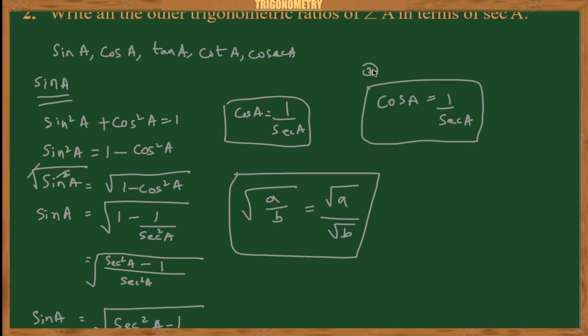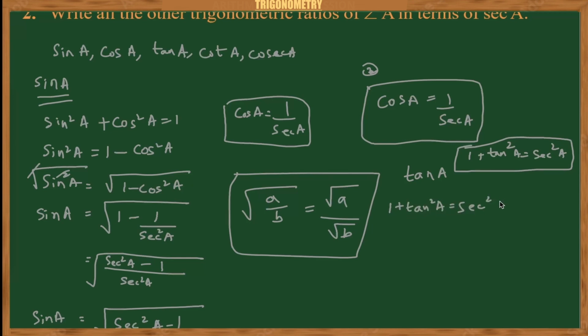Let's convert the third, which is tan A. We have the formula: 1 plus tan square A is equivalent to secant square A. This we have discussed in our first question, so remember this formula. Let's utilize it for converting tan into secant format. So 1 plus tan square A is equal to secant square A.